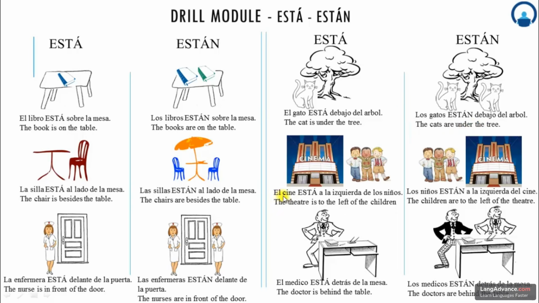Next, el cine está a la izquierda de los niños. That means the theater is to the left of the children. This is a new word which we will be learning: a la izquierda. That means to the left. Izquierda means left. Niños means children.